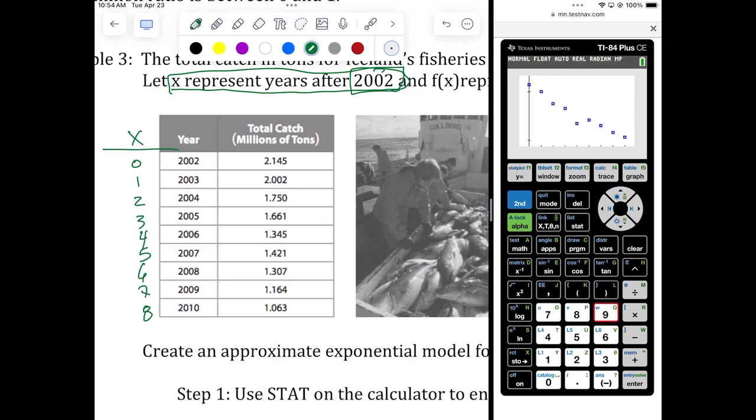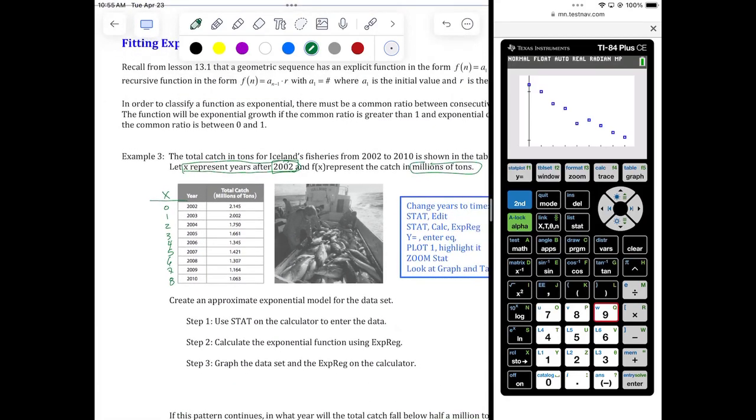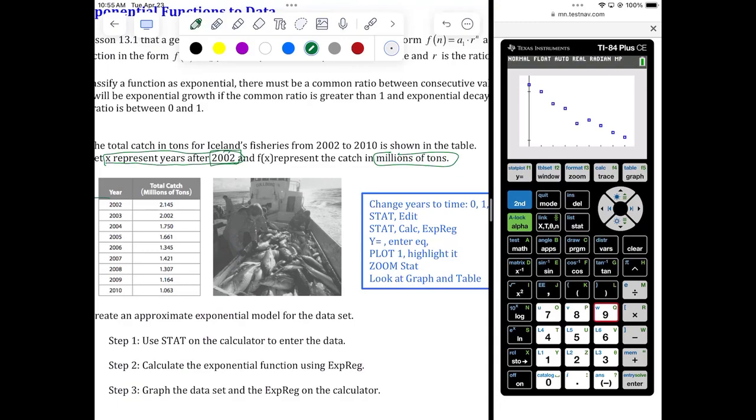Now, one of those points looks off, but maybe that's just how it is. That looks almost like a linear regression, doesn't it? If you were to look at that, it looks like you could draw a straight line through it. So a linear regression might be a good fit. This one tells us to do an exponential regression. So it could also be an exponential decay.